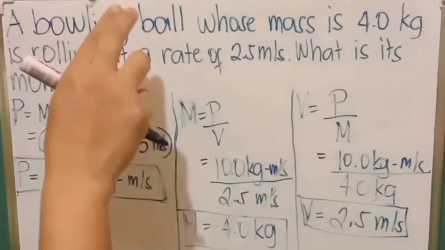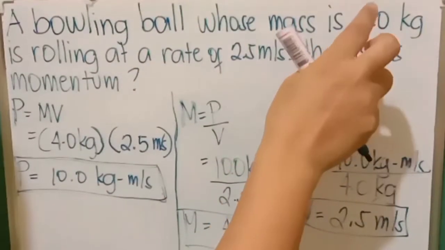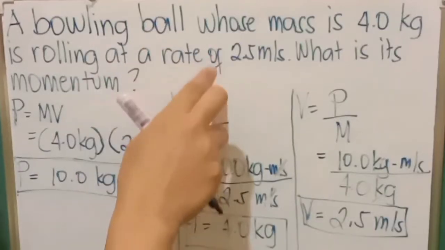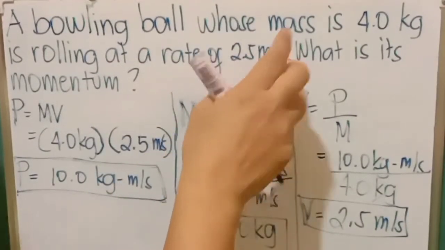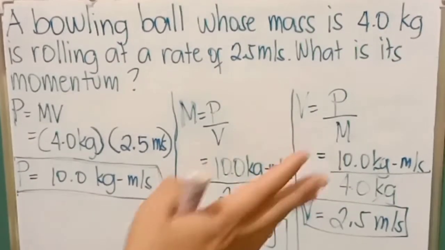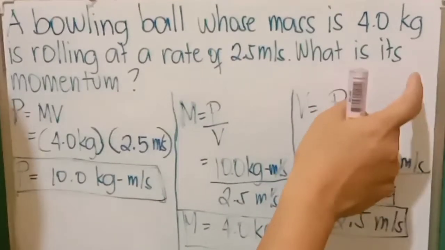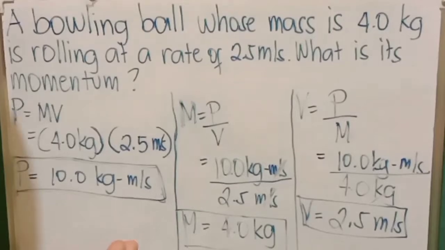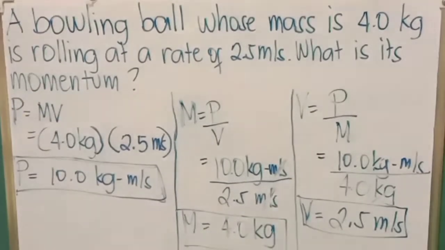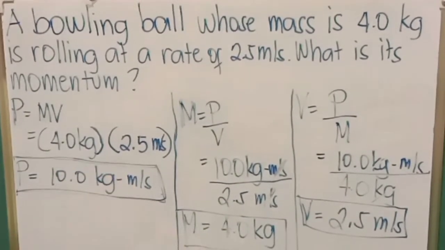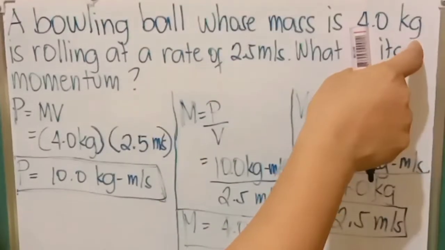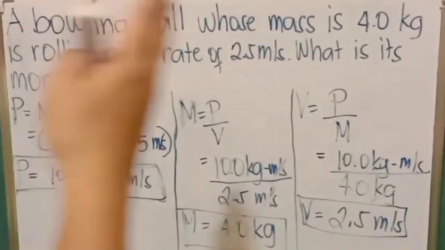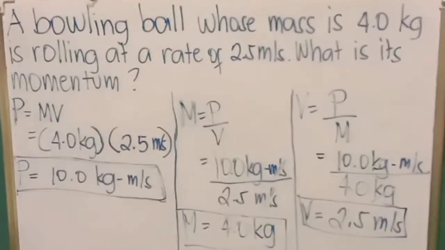So, a bowling ball whose mass is 4.0 kilograms is rolling at a rate of 2.5 meters per second. The question is, what is its momentum? So find the given data. Okay, we have the data for mass and velocity, and we are looking for the momentum.